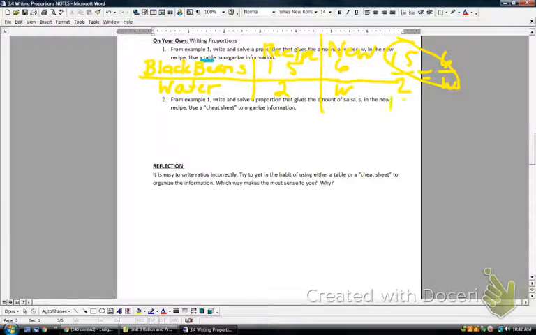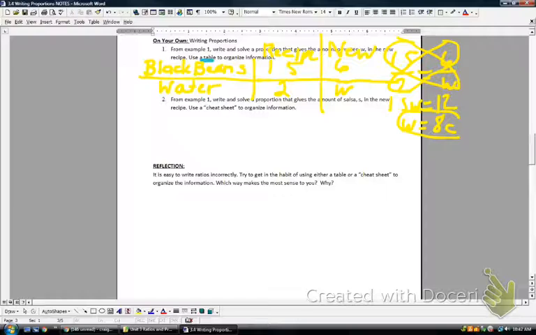Cross the equal sign and multiply. So I have 1.5 W equals 12. I'm going to divide both sides by 1.5. When I work that out on my calculator, I get water is 8 cups. So for my new recipe, I need 8 cups of water.